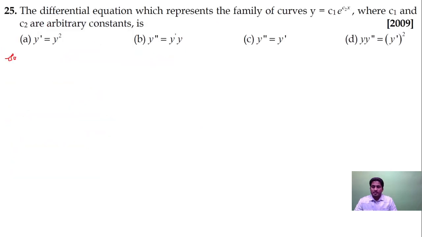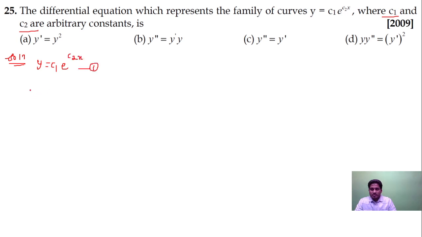Okay, this is simple, guys. See, number of arbitrary constants is equal to order of the differential equation. So if you want to find the differential equation, I should eliminate the arbitrary constants. There are two arbitrary constants, c1 and c2, so order should be 2. I should differentiate twice. Y is equal to c1 e to the power of c2x. You call this equation 1.